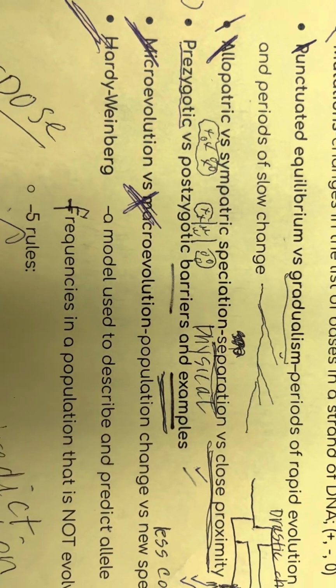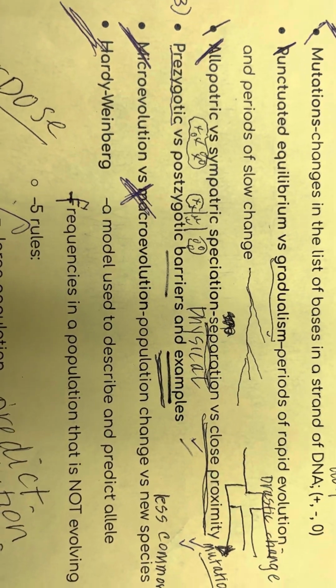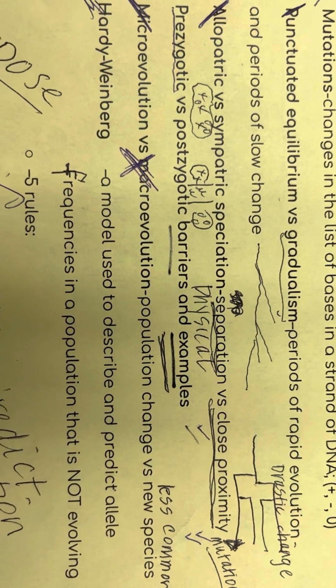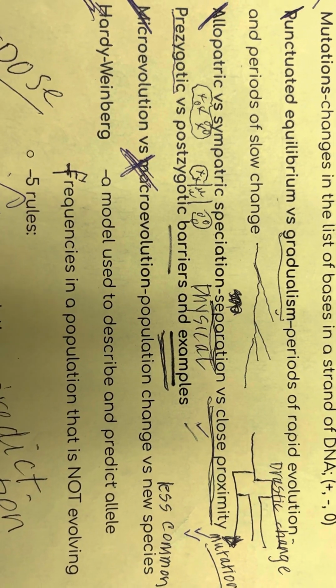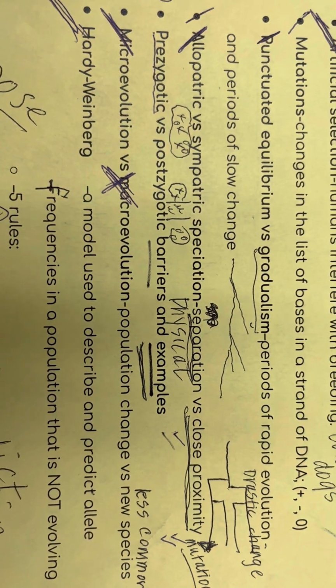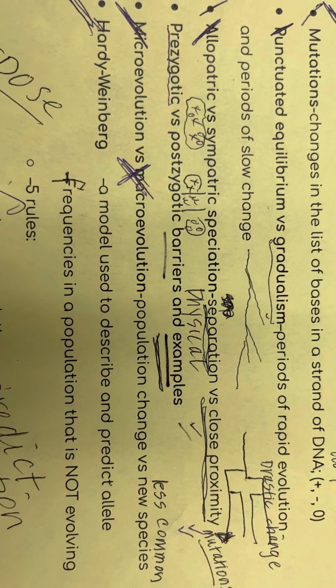There could be timing differences. So remember, there's 5 different kinds of barriers for prezygotic. Postzygotic, remember there's 3 of them, and it's that they have something to do with the offspring not surviving. Okay, micro versus macro evolution.